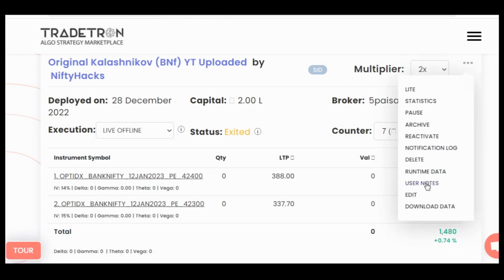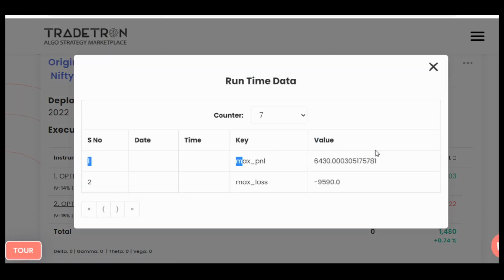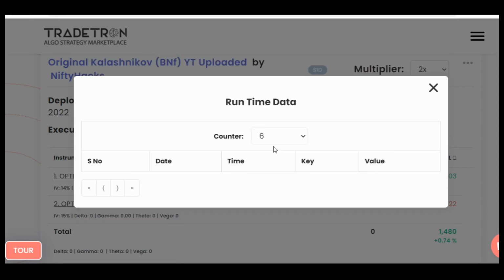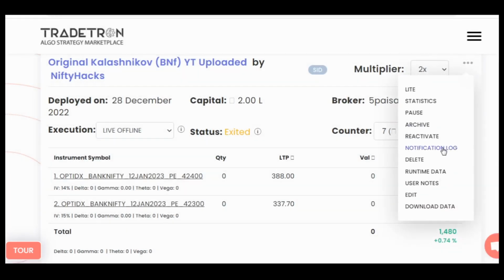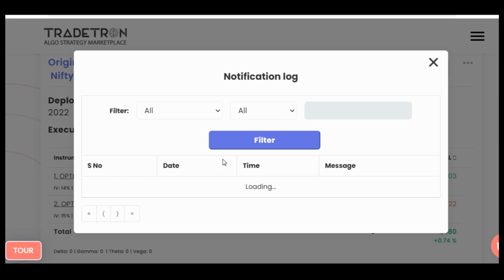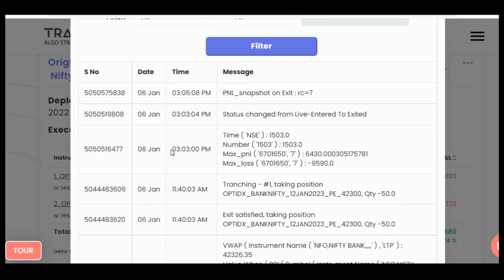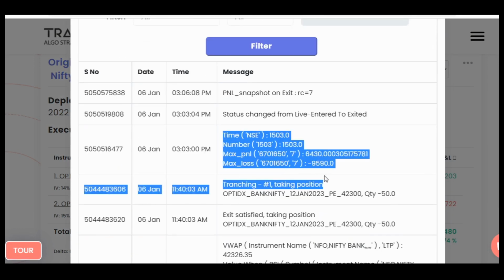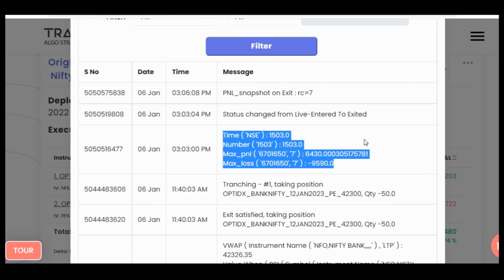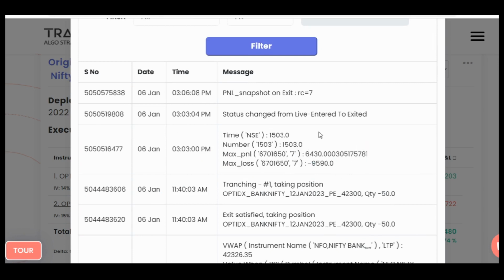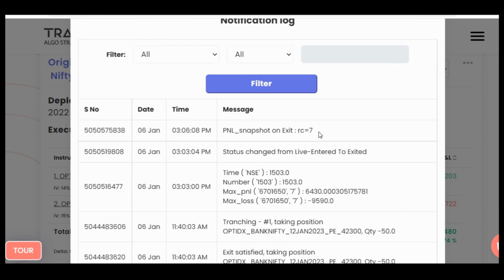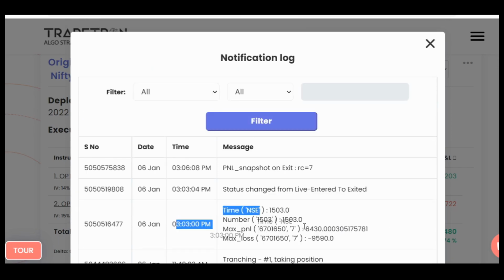Another thing, this runtime data will only give you values for the current counter and for today only. If you want to fetch yesterday's counter runtime data, it won't be there. But in notification logs, I guess they give it for every day. So after your universal exit is satisfied, they give you this max loss and max profit data. So for previous counters also, you can check from this. This is for today's data.